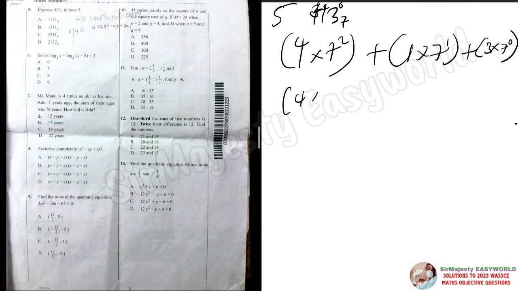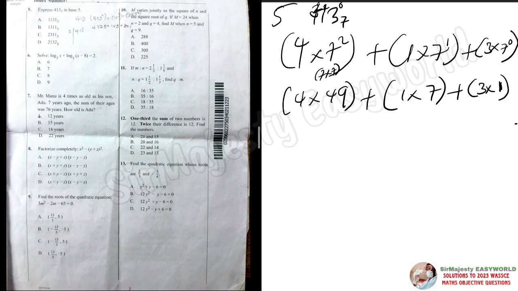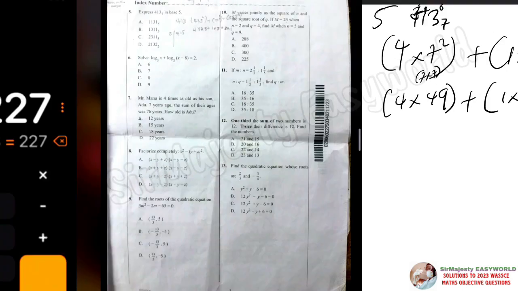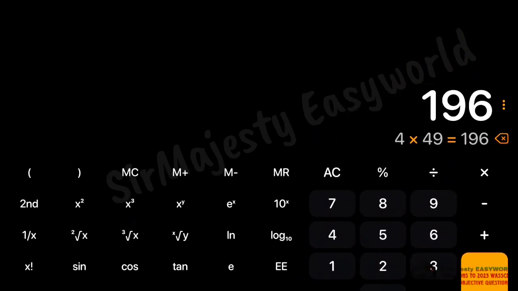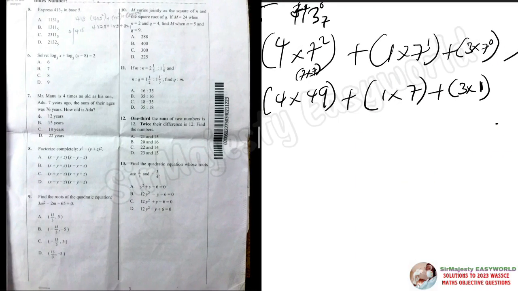So 4 times 7 raised to power 2, where 7 squared is 7 multiplied by 7, that gives us 49, plus 1 times 7 raised to power 1 will give us 7, plus 3 times 7 raised to power 0, which is 1. Any number raised to power 0 will always give us 1. So 4 times 49 is 196, plus 7 plus 3. So that gives us 206.